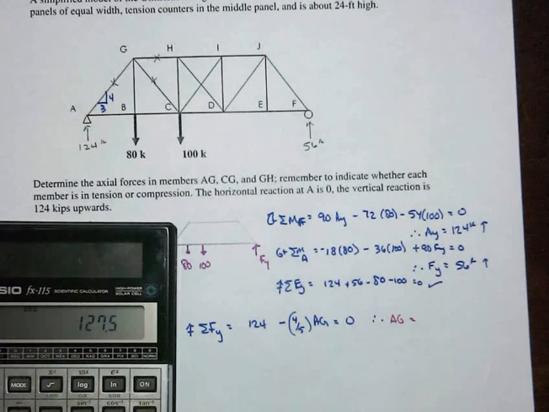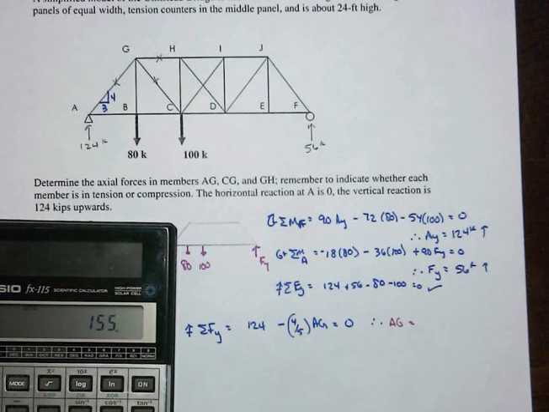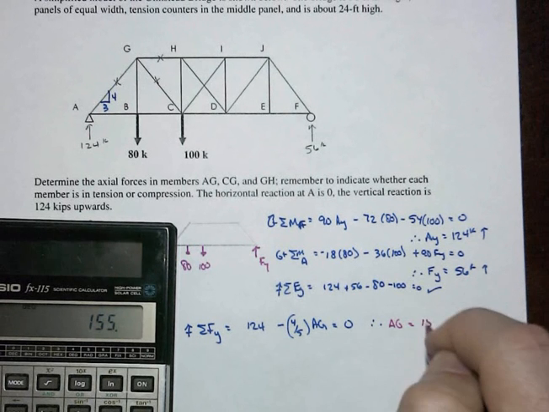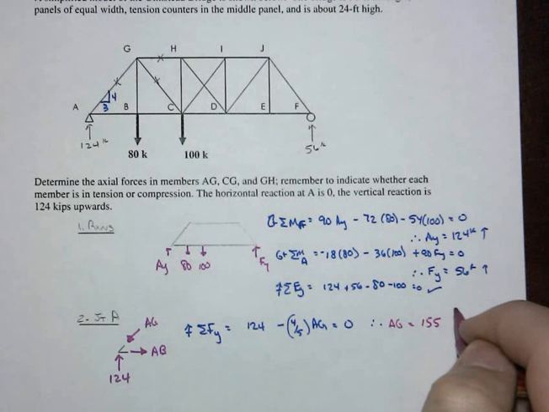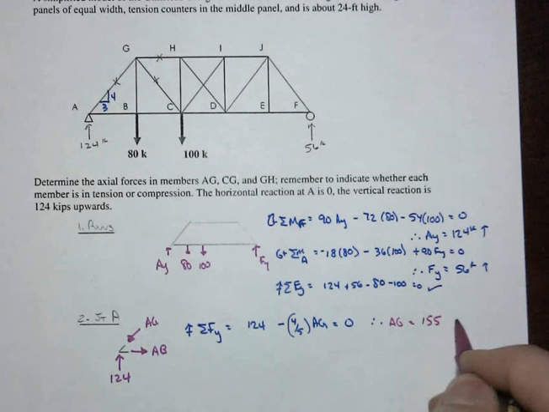Let's make sure that's right. 5 divided by 4 times 124 is 155. Okay, so that was the correct number. It turned out to be positive. All forces are going to be in kips, so I'm not going to keep writing the units right now. And that is shown in compression. So we've got that one. Now, for completeness's sake, I'm going to do this anyway.